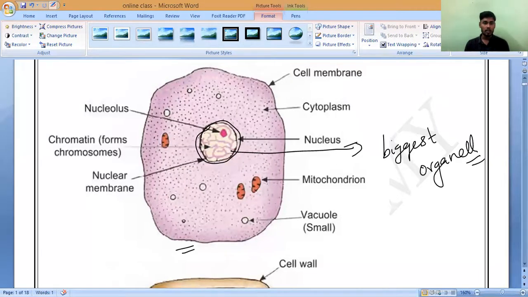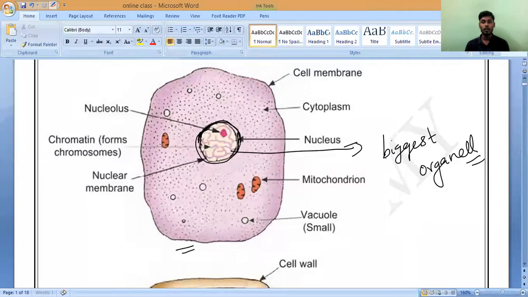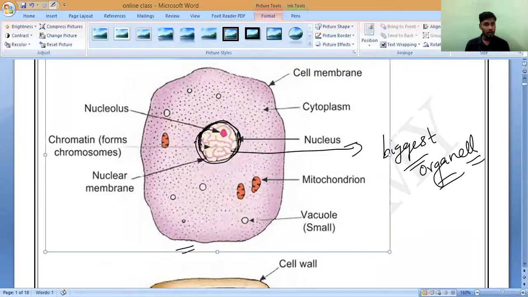Now if you observe here, this is called the nucleus. Nucleus is the biggest organelle of the plant cell as well as the animal cell. And in the animal cell, it is located at the center of the cell. The black colored dots observed here are the cytoplasm. The cytoplasm and the nucleus are separated by a wall. That wall is called the nuclear membrane.